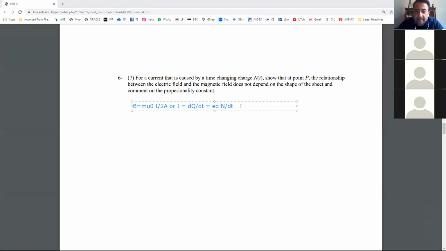Okay? Now, how about the electric field? The relationship between the electric field and the magnetic field, that's what we need to find. Okay? The electric field E is equal to sigma, right? Divided by 2 epsilon 0. What's sigma? Sigma is equal to Q over A, right? Over A. Yes, over A. Of course, everything is over 2 epsilon 0.